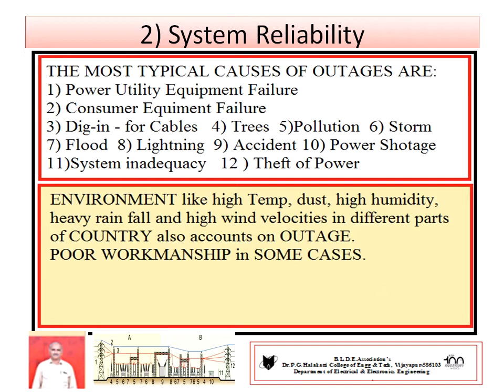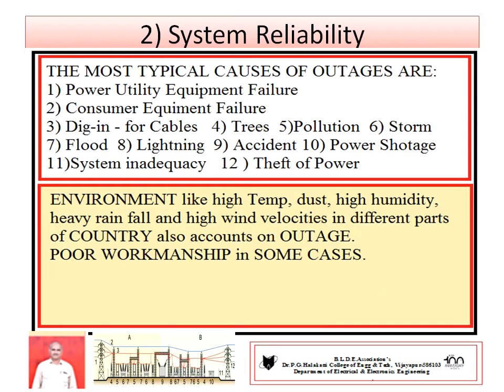Next, digging for cables. When you are digging, the cables may be there, and that also causes outages. And trees, falls of trees due to different seasons, due to rainy season or due to high velocity of air. Pollution also affects. Storm, flood, lightning, accidents, power shortage, system inadequacy, theft of power. These are all major outages which may cause faults. Hence, the designer has to keep them in mind.